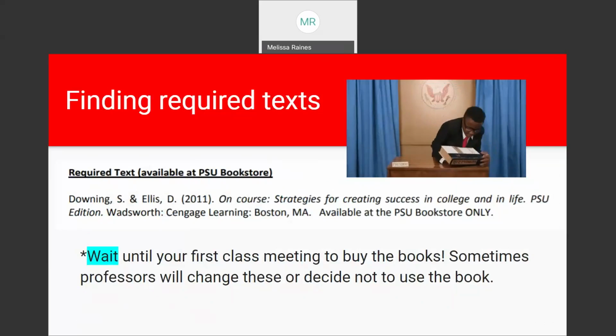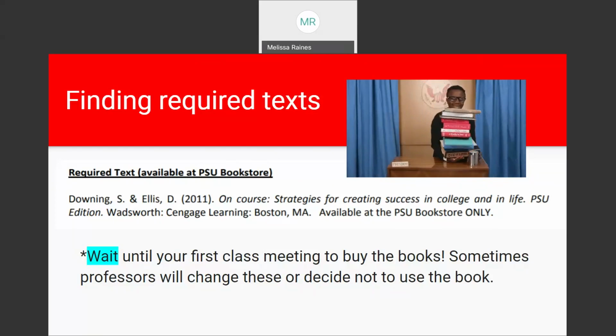Finding required text. Here's Kid President, he's got a bunch of books. Hopefully that's not you because books can be expensive. In your syllabus, it will have a header that says required text, and sometimes it will say where it's available, like at the bookstore. I suggest waiting until your actual first class meeting to buy the books. Sometimes professors will change what they're requiring. Sometimes they'll decide not to use the book and they'll let you know for sure by class time. So if you wait, usually it's in your best interest.